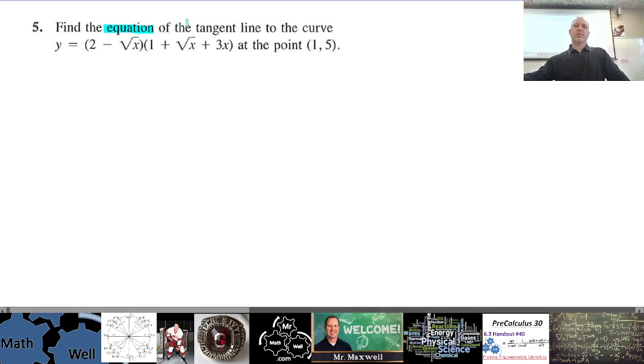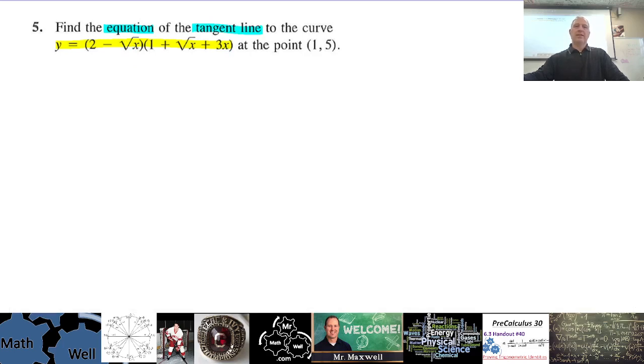And what information are we given? We are given the actual function, which is pretty complicated there. It's a product of two things, which is okay. We could use the product rule to find the derivative, because the derivative is the key to the slope, right, of the tangent line. So if we want the equation of the tangent line, we need the slope first.